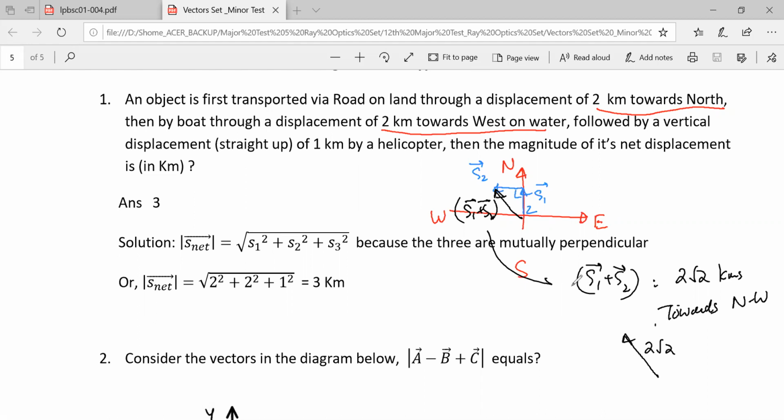This is your S1 plus S2, like this. Okay, now to this you are doing what? You are adding another vector which is S3. So अब आप क्या कर रहे हो? S1 plus S2 के साथ एक और वेक्टर ऐड कर रहे हो S3 to find out the resultant.